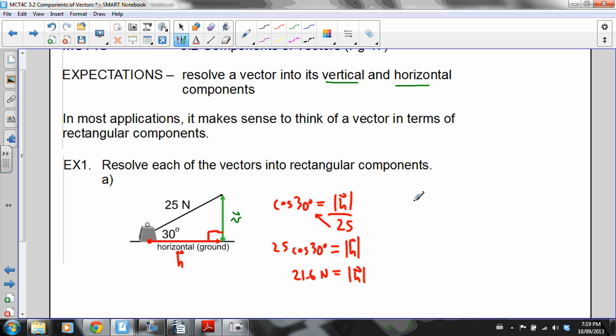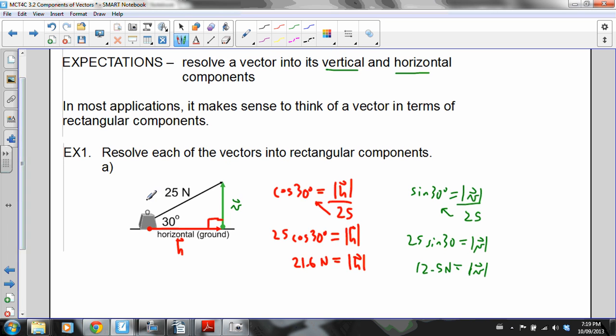We've got the opposite side over the hypotenuse, that's the sine of 30 degrees. And gee, same calculation, they're pretty close, except it's the sine this time. And even from our diagram, it looks like the vertical component, the lifting component, is less. So I would expect this answer, when I put it into my calculator, to be less than 21, and it is. This is 12.5 newtons.